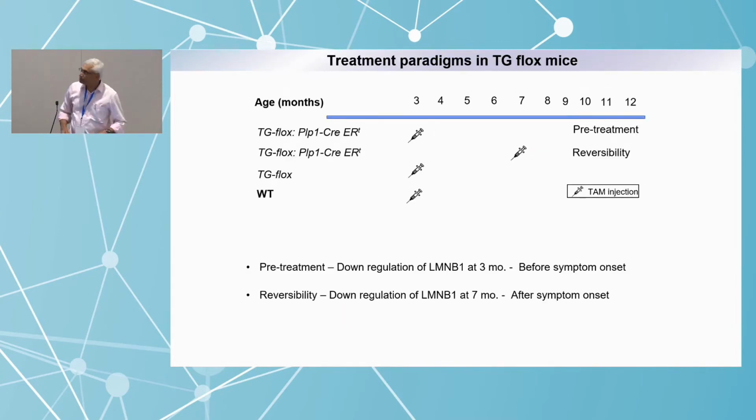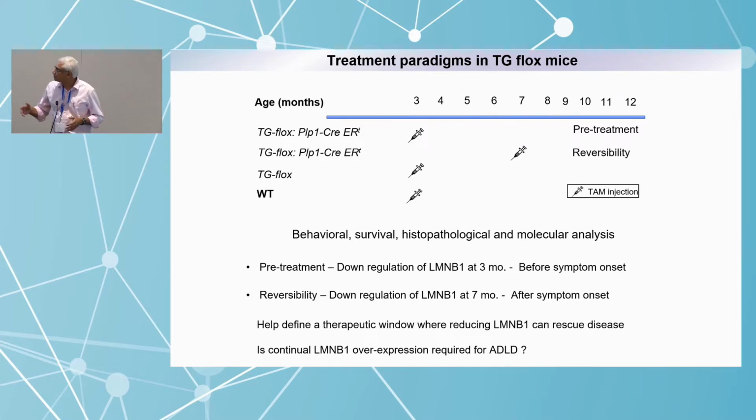So we had two treatment paradigms. One was the pre-treatment paradigm, where we inject tamoxifen before the onset of symptoms, and one is the reversibility paradigm, where we inject tamoxifen after the onset of symptoms. Again, these mice have been very, very recently made, so we've just started working on the pre-treatment paradigm, but the results look interesting, and the plan is to use behavioral, survival, and histopathological assays to see how it affects disease progression.